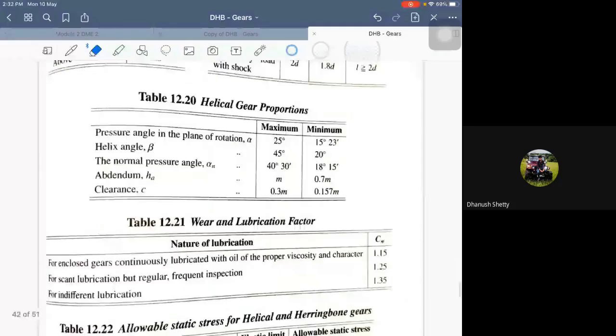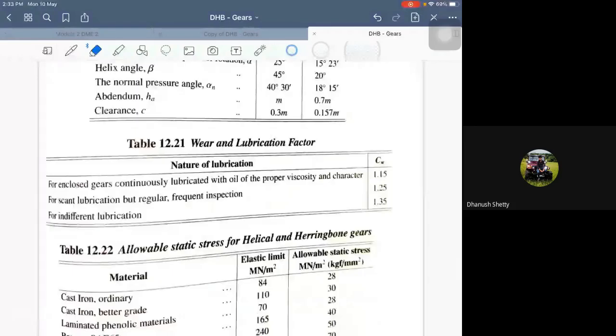Yes, this one. Okay, nature of lubrication. If the gear is totally closed and continuous oil supply is there, then you can take the wear factor to be 1.15. There is a limited amount of lubrication, but frequent inspection is there. That means if you lubricate it two times in a day, then you can go with 1.25. For any other different lubrication condition, that means lubrication is worse, then you can go for 1.35. Naturally, we would take it as 1.15.